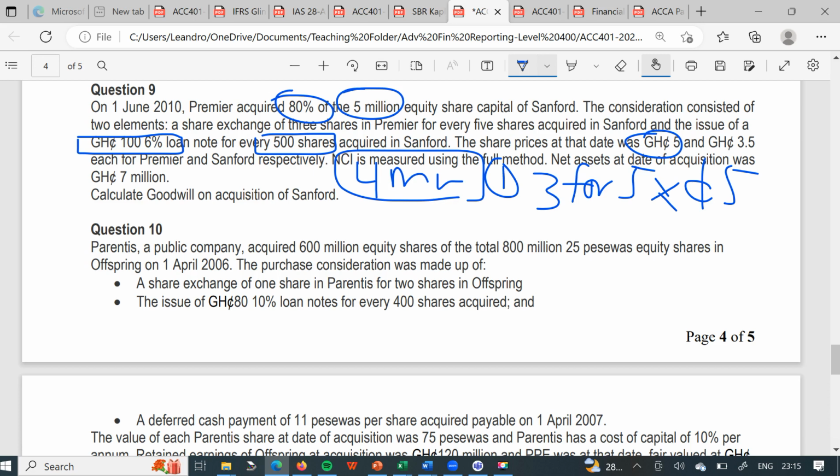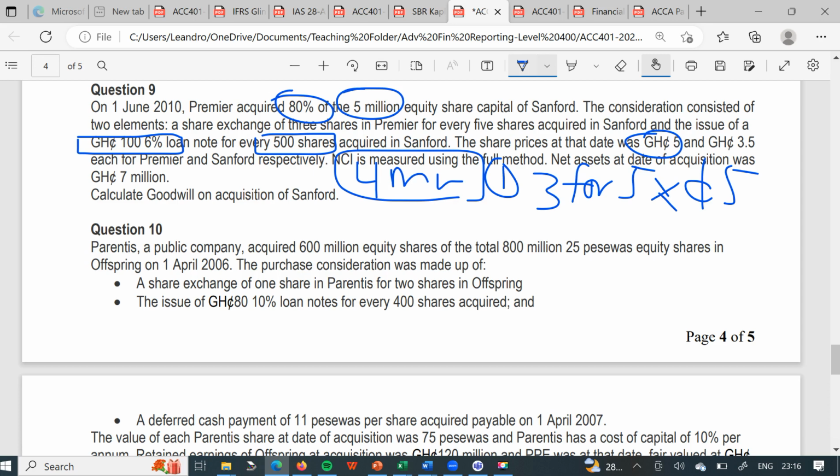And then for the second element, 4 million divided by 500. 4 million divided by 500 shares will give you the number of loan notes and you multiply by 100. So you have 4 million shares acquired divided by 500 times 100, and it gives you the value of the loan note. And when you put the two together, you will get your purchase consideration.